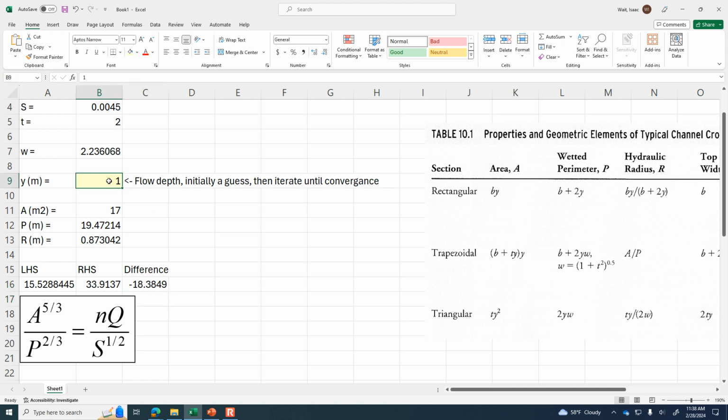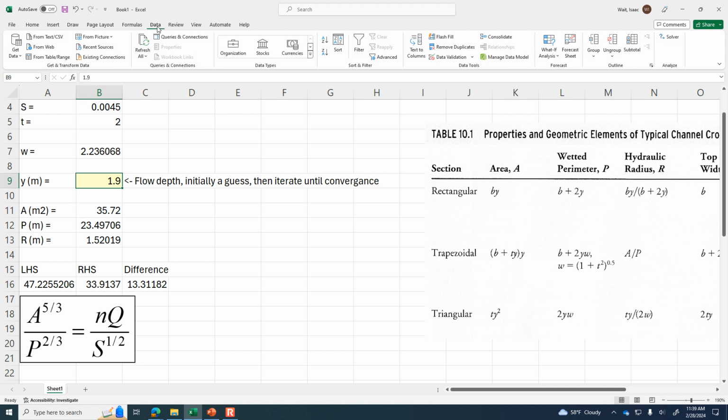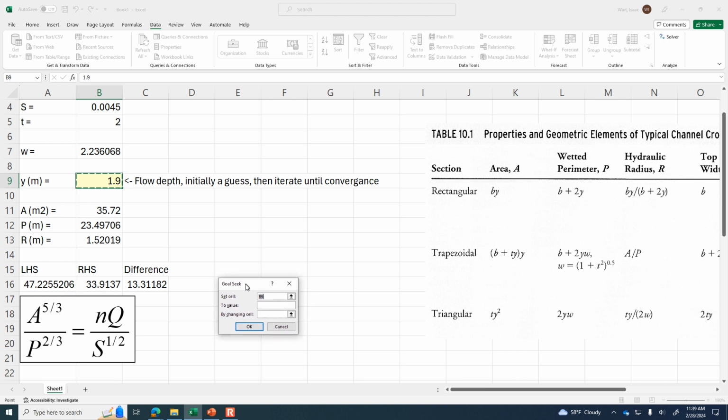And my goal is to find what is the y value that brings the difference between the two down to 0. So if I say 1.1, do I get closer? Yeah, that's an improvement. 1.2, that's an improvement. What about 2? I went too high. I overshot. 1.9. All right. So what I'll do instead of the hunt and peck trying to achieve convergence is I'll, in the data tab, what-if analysis, goal seek, I will set the difference to 0 by changing the flow depth.